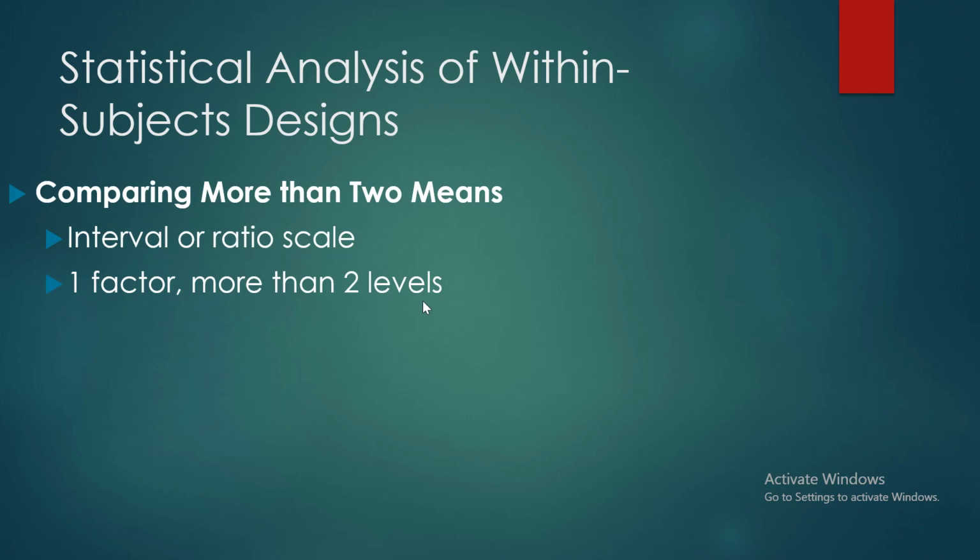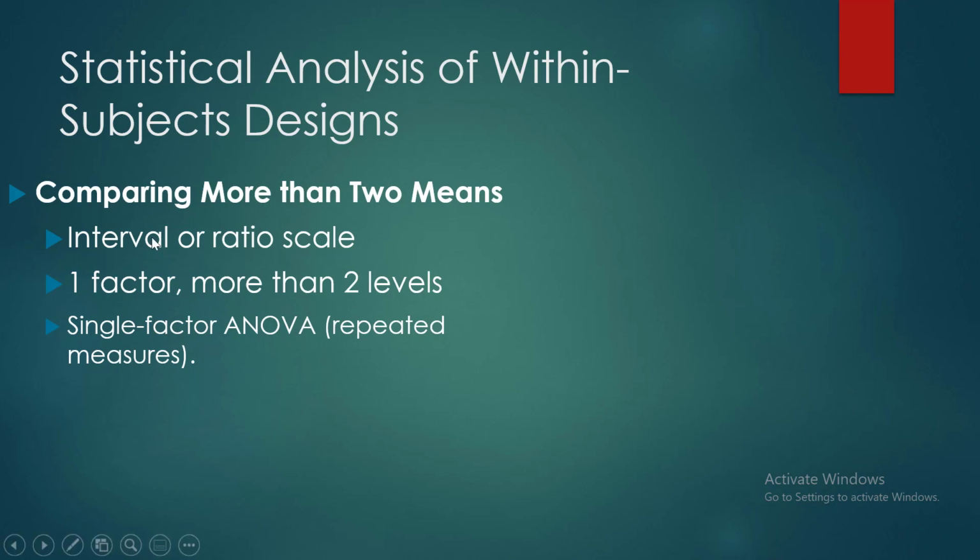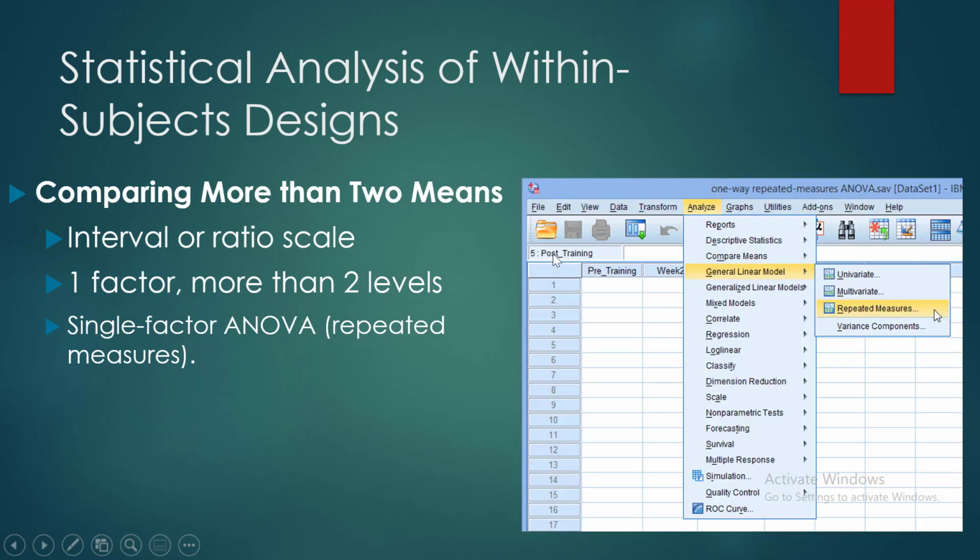There we have more than two means, so we can't do a t-test. Do you remember what kind of analysis we should be doing when we have an interval or ratio scale? An ANOVA. But now it's a repeated measures ANOVA. And just important to note that this is a single factor ANOVA. Again, we have one factor with more than two means, so we're going to do a repeated measures ANOVA. And that's what you're going to do in your lab.